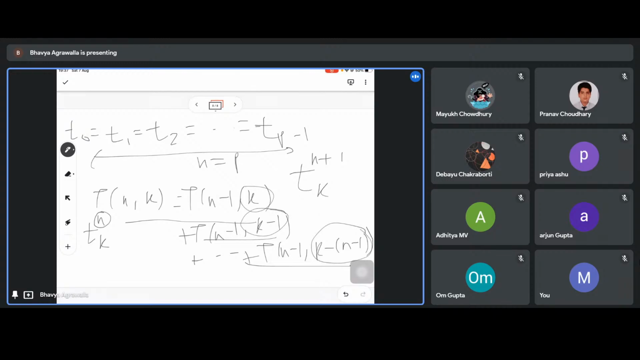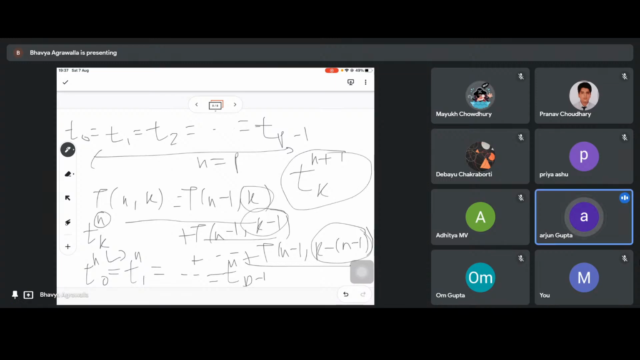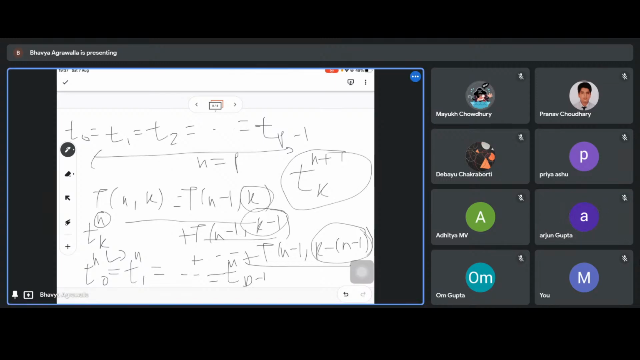So does this make sense? Why are these all equal? Also, I'm assuming that t(n, 0) equals t(n, 1) equals ... t(n, p minus 1), and this implies this. Yeah, but just induction.